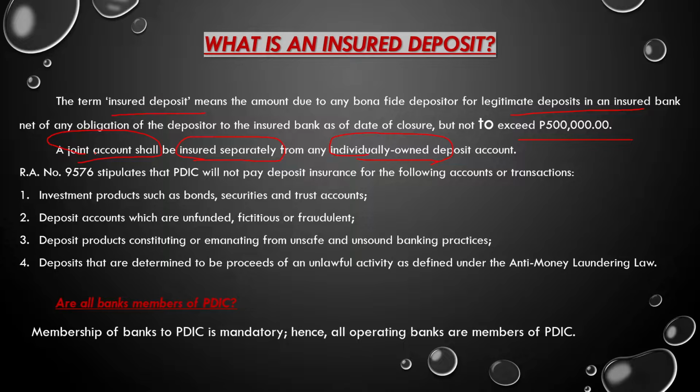Okay? So RA 9576 stipulates that PDIC will not pay deposit insurance for the following accounts or transactions. These are the exclusions. This will not be covered by the 500,000 peso insurance. So what are those? Number one, investment products such as bonds, securities, and trust accounts. Second, we have deposit accounts which are unfunded, fictitious, or fraudulent. This is correct because the term insured deposit means legitimate deposits in an insured bank, and not unfunded, fictitious, or fraudulent deposits.